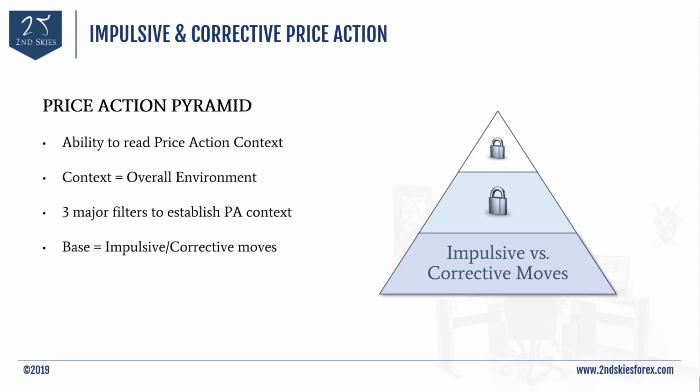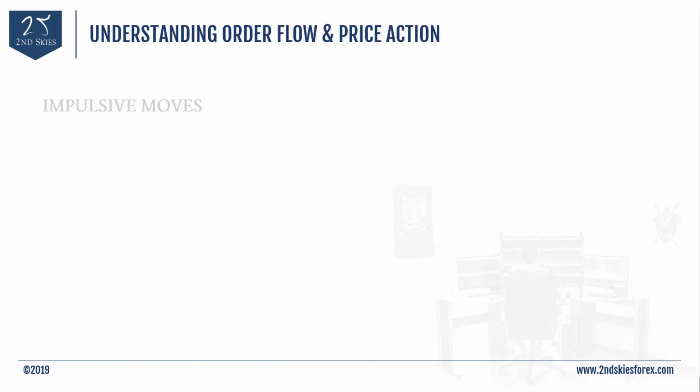Okay, so as I talked about, there's this pyramid of the way we read price action, and it starts with impulsive versus corrective moves. As I've mentioned before, we're trying to read price action context structurally or contextually. And the context is what gives you an understanding of what the overall environment is. By learning to read the context, you're learning to see the underlying order flow in the environment. We have a total of 3 filters that we use to establish the price action context, and the base of that is impulsive and corrective moves.